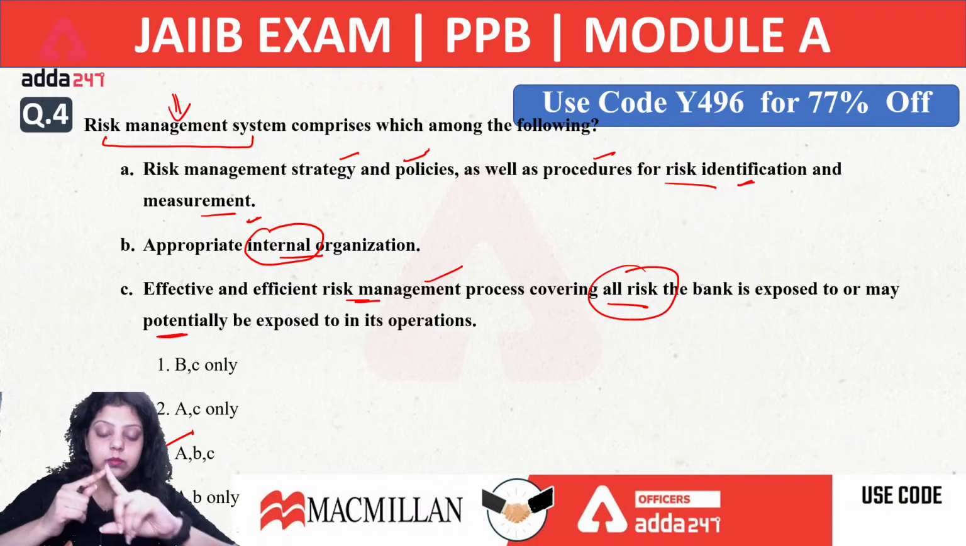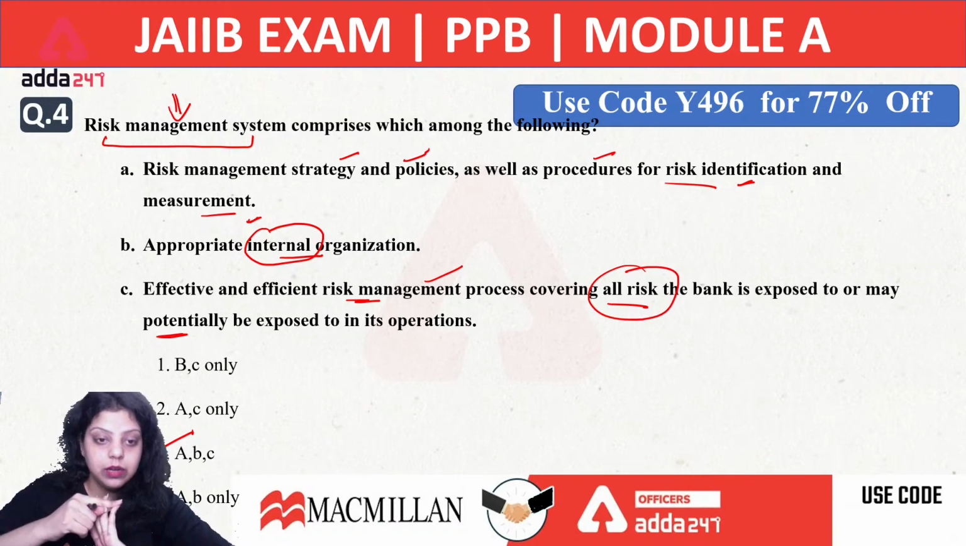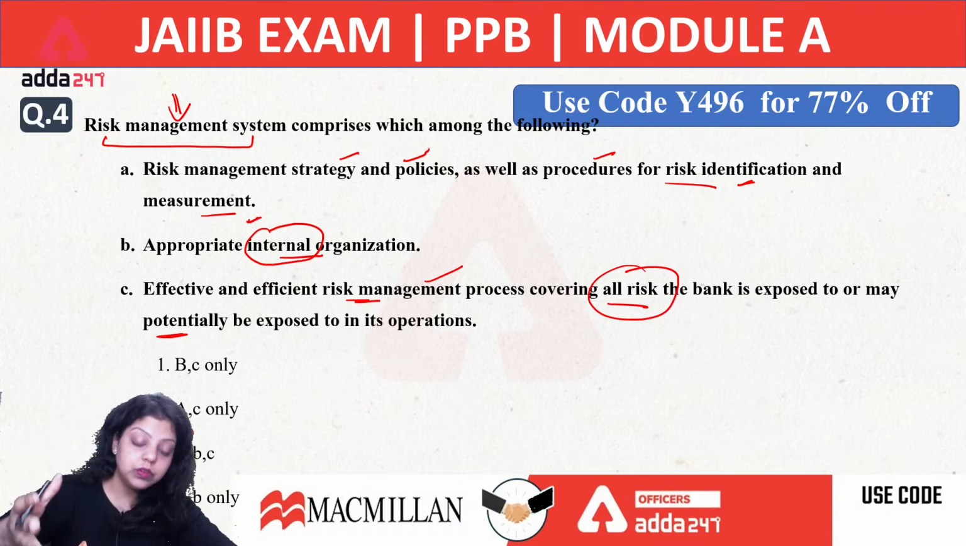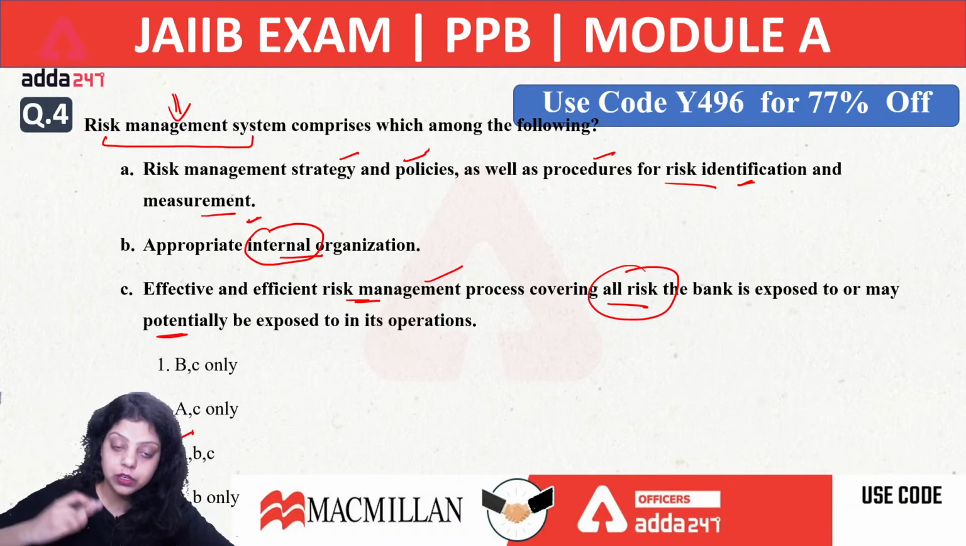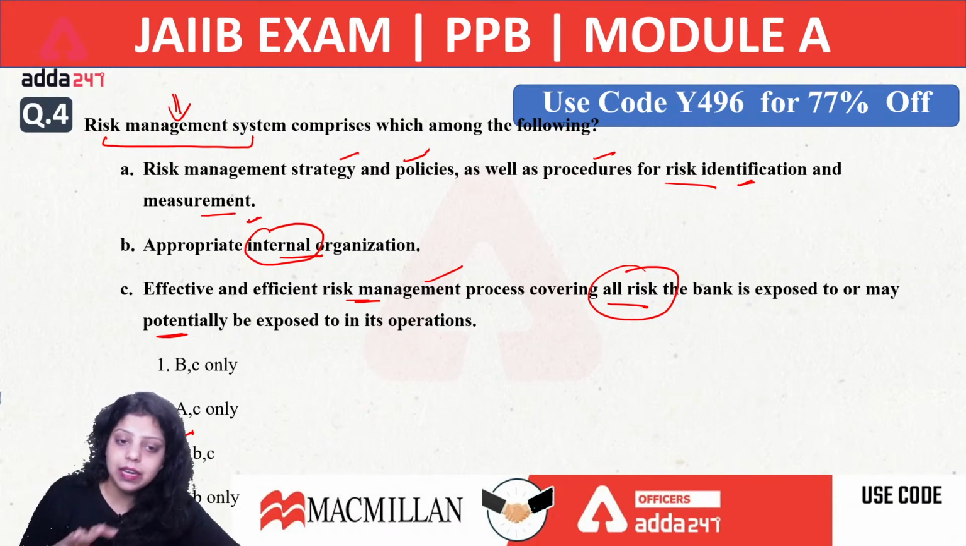First is credit risk, second is market risk, third is interest rate risk, fourth is liquidity risk, fifth is operational risk, sixth is business risk, seventh is reputational risk, eighth is strategic risk, ninth is systemic risk, tenth is forex risk. So these are the types of risk which a bank can face while performing its functions. Okay, so these are the 10 to 11 types of risk to which a bank can be exposed.